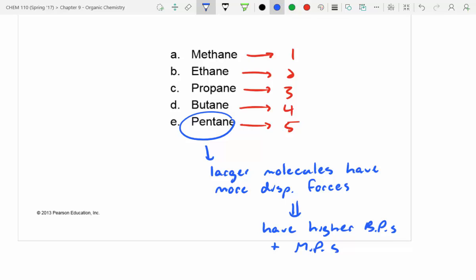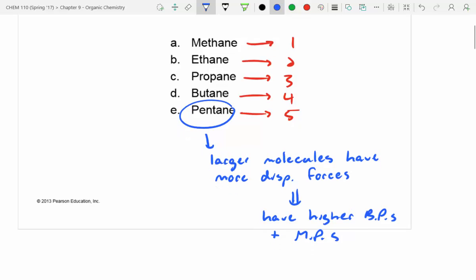Methane, we said, is a gas. It's found in natural gas, so we know that that isn't going to be a liquid at room temperature, right? However, pentane, because it's a lot bigger, is attracted to other pentane molecules and has a much higher boiling point. Does that make sense? Okay, let's go to the next one.